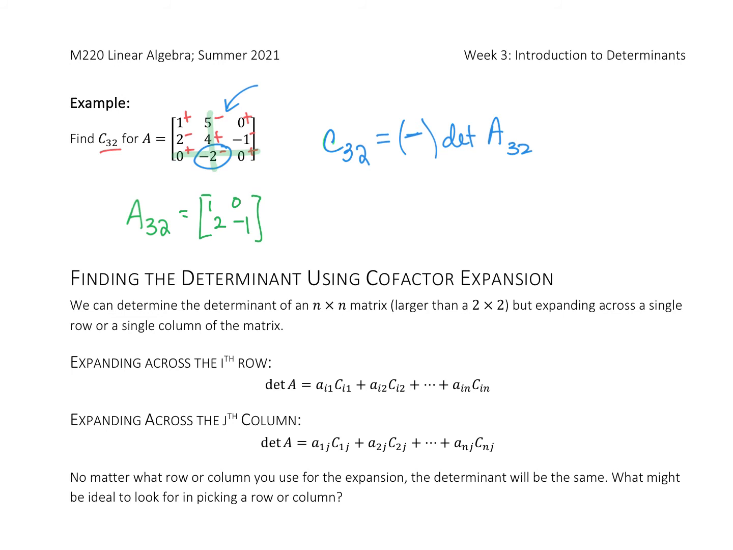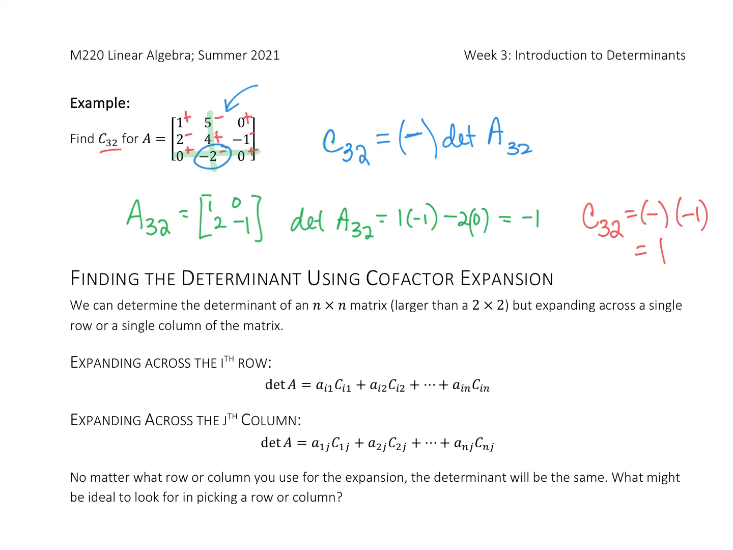The determinant of this, so the determinant of our A32 vector is 1 times -1 minus 2 times 0, which is 0. So we get a -1 here. And that means that our cofactor for the 3, 2 position is the negative of -1, or a +1. And hopefully that makes sense.